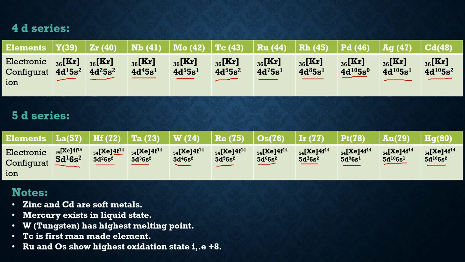Now some points to be noted here. Zinc and cadmium are soft metals because of their full filled configuration. There is no unpaired electron, hence the bonding is not much strong and hence they are soft metals. Mercury exists in liquid state because of the same reason. Now tungsten has a very high melting point because the number of unpaired electrons is more. Now technetium is the first man-made element and ruthenium and osmium show the highest oxidation state, that is +8. Actually this is the highest oxidation state shown by any element in the periodic table.